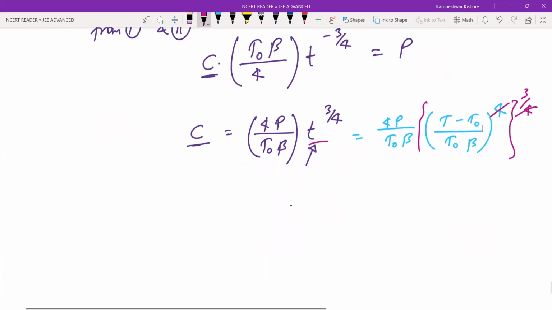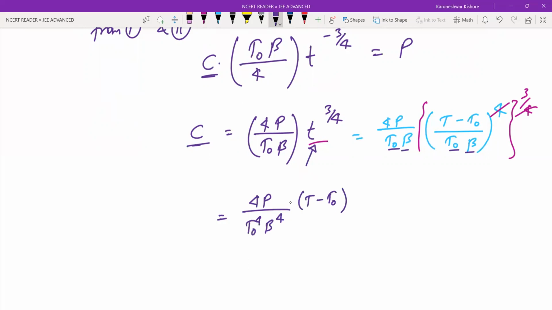So the final result we are having here, let's see, it will be 4p divided by T cubed, beta cubed, and this T naught and beta, so it will be T naught to the power 4, beta to the power 4, and then we can write it as T minus T naught to the power cube. I hope this should be the option which is there, and if this is the option, this will be the result. You can check it out which option we are having.